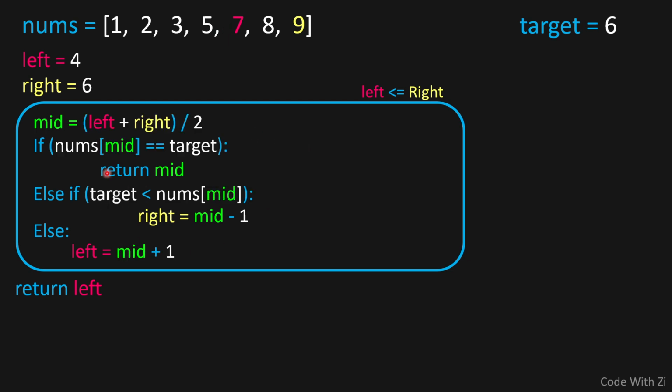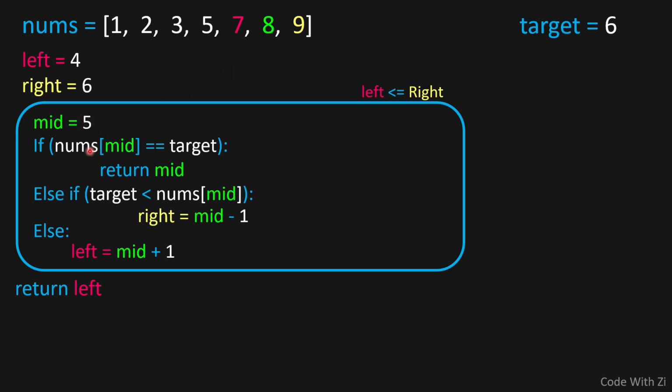And we're gonna enter the next round and we're gonna keep on looping because left, which is equal to 4, is smaller than or equal to right, which is 6. So we're gonna keep on looping. We're gonna say 4 plus 6. That's gonna be 10. 10 divided by 2, that's gonna give us 5. So middle is gonna be pointing to this number.